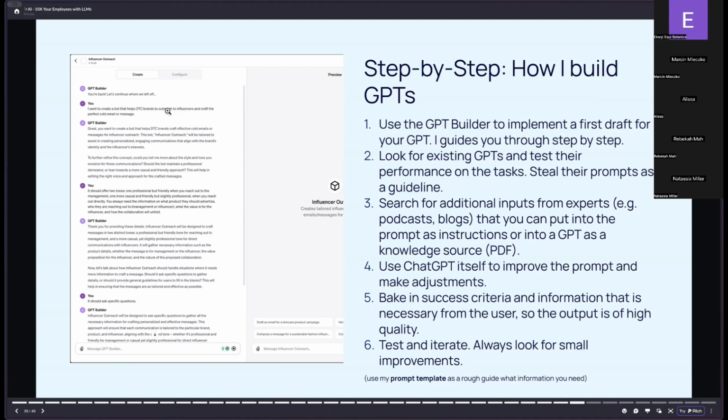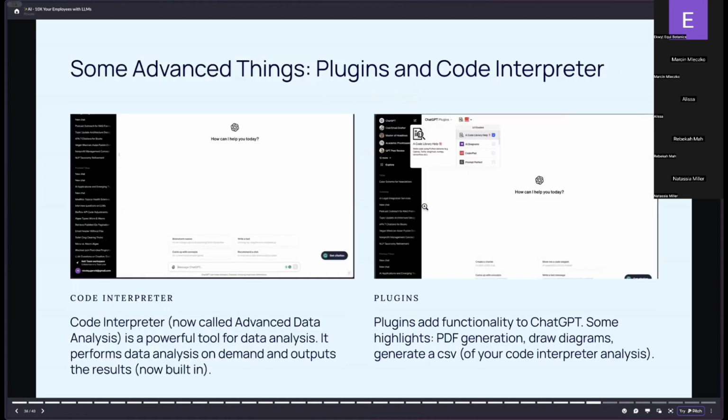And what I like when I work with external people and employees is to bake in the success criteria. If you have success criteria for a good outreach email, I bake it in, especially in the inputs: what inputs do I need to be successful? I tell the model it has to have this information, and if it doesn't have it, it has to ask the user to provide that before it continues. And lastly, always test, iterate, and look for small improvements.